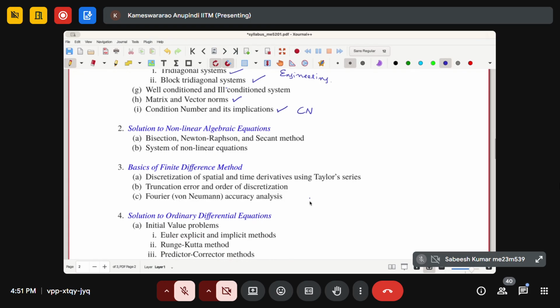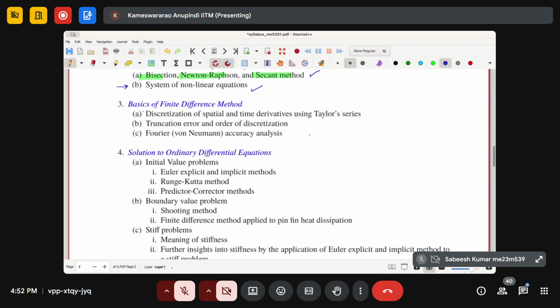Then the second chapter is solution to nonlinear algebraic equations. So once we're done with the system of linear equations, we're going to look at the nonlinear algebraic equations. And then first we're going to take one nonlinear equation itself, and then look at three different methods. One is the bisection method, the other is the Newton-Raphson, and then finally the secant method. And later on, if you are given systems of nonlinear equations, that means multiple nonlinear equations, we're going to look at how to solve them together. So that's what we're going to look at in the B section of this second chapter.